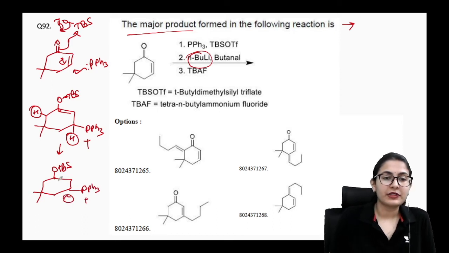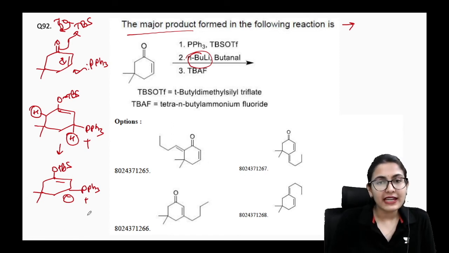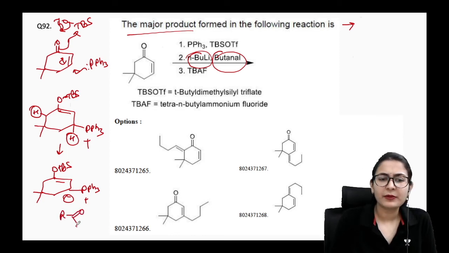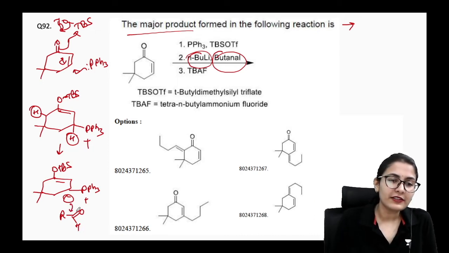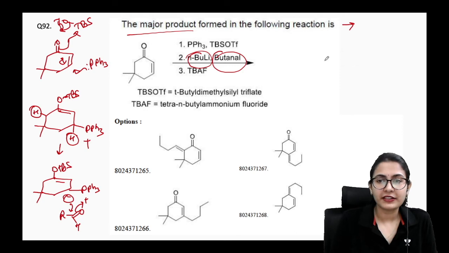What does it give you? It gives you ylide. Yes, absolutely. So this ylide is going to undergo a reaction with butanal. What does the butanal look like? Let's say I'm just writing RCHO because R could be the number of carbons. So butanal is going to attack and give you a betaine intermediate, and this is no less than a Wittig reaction now. Yes, isn't it? It is exactly your Wittig reaction.